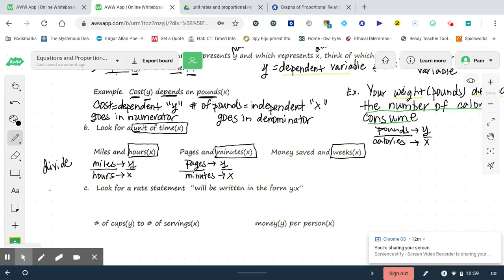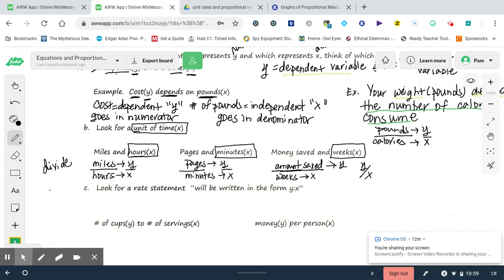All right, money saved in weeks. Weeks is a unit of time, so it would automatically go in our denominator. That means the amount saved would go in our numerator, so it's associated with y. That's y divided by x. Amount saved divided by the number of weeks.